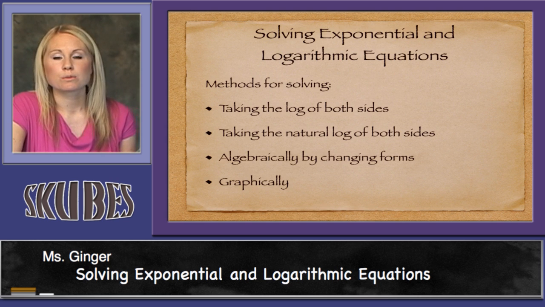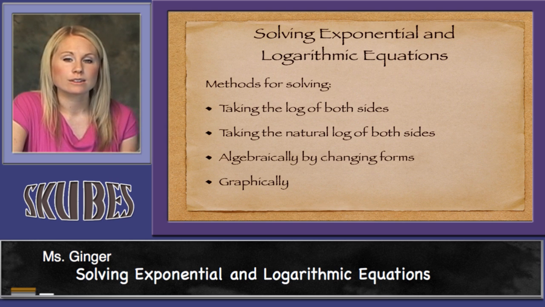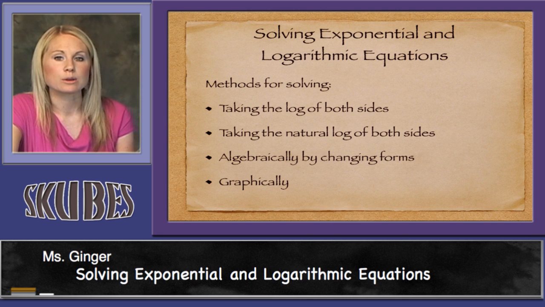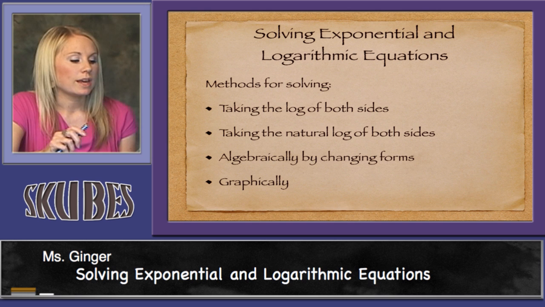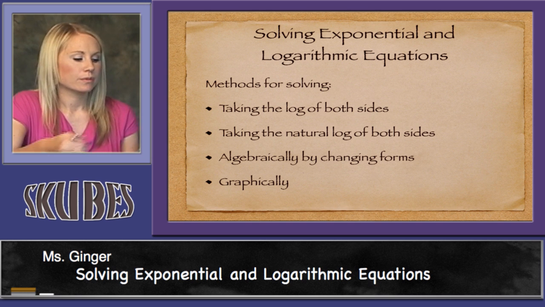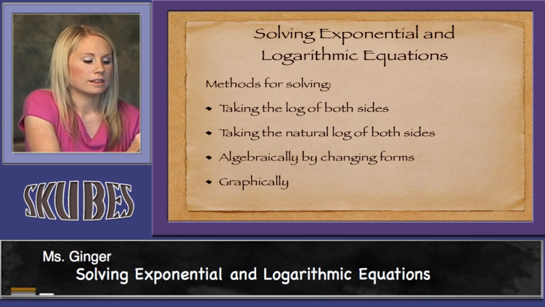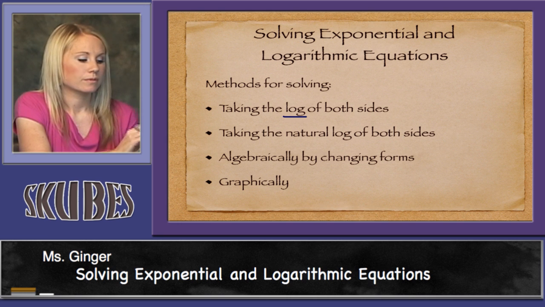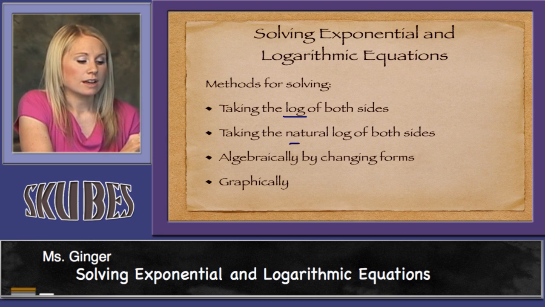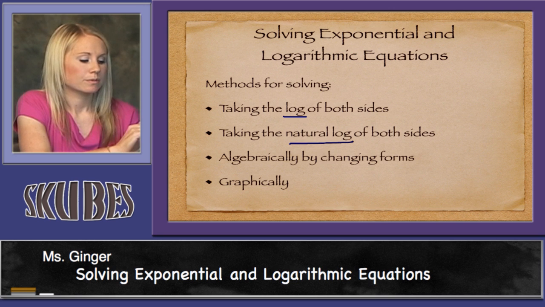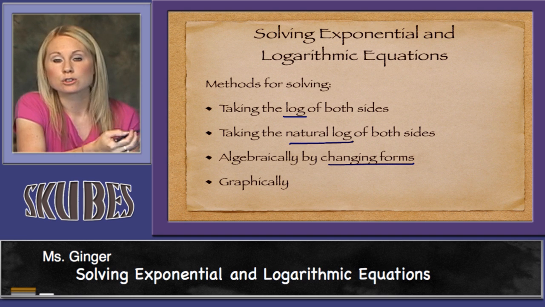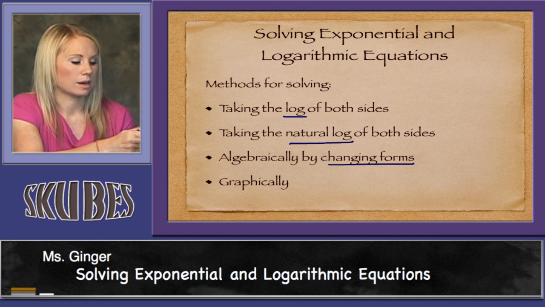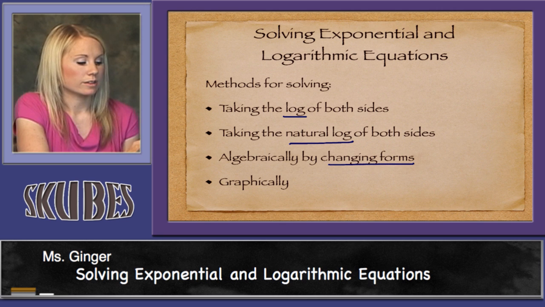When we're solving an equation, remember we're trying to get our variable isolated, or alone by itself, on one side of the equal sign. To solve this particular type of equation, we have a number of approaches we can try. We may need to take the log of both sides. We may need to take the natural log of both sides. We could also approach these algebraically by changing forms, from logarithmic form to exponential form or backwards. We could also solve them graphically.